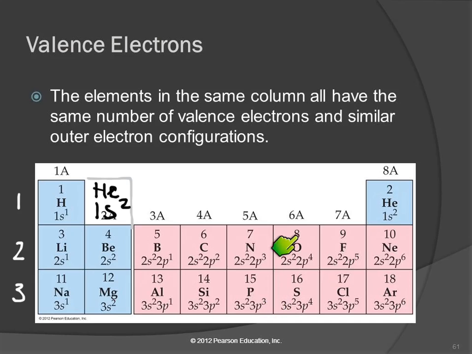Oxygen and sulfur do some things that are very similar, and they both have a similar electron configuration. Their valence shell is s2p4. They have 6 valence electrons, and this affects how they react with other elements.